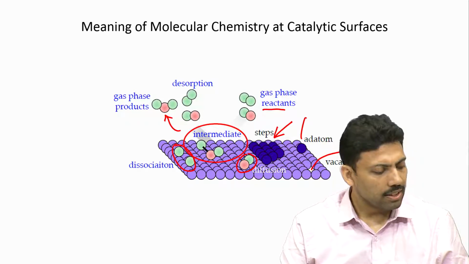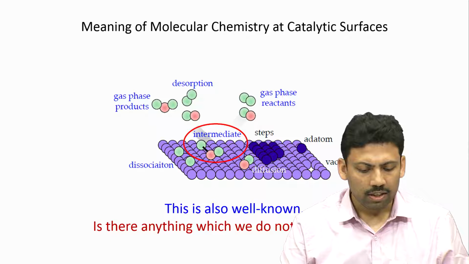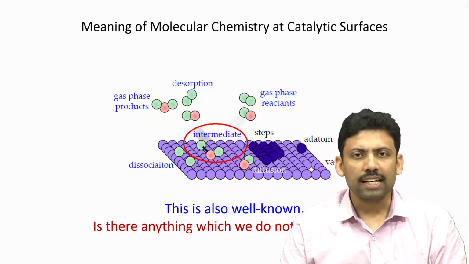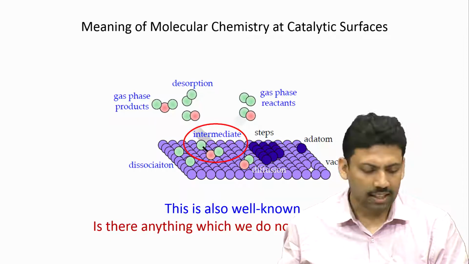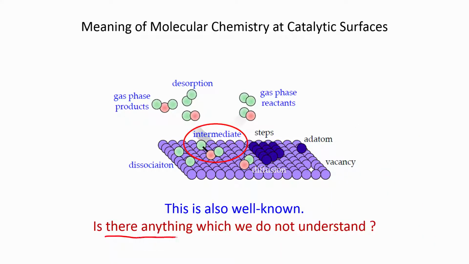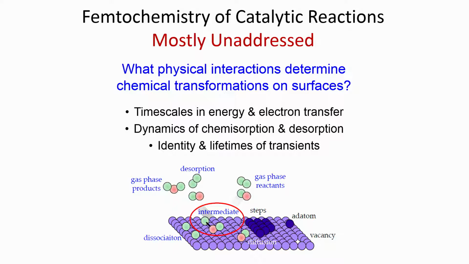And given this 100-year-old history, the first question is, is there anything we do not understand currently? Or what part of heterogeneous catalysis is mostly unexplored? That's an important question, because if a subject has a 100-year-old history, the question is, is there anything we don't understand, or do we have some lack of understanding in heterogeneous catalysis?